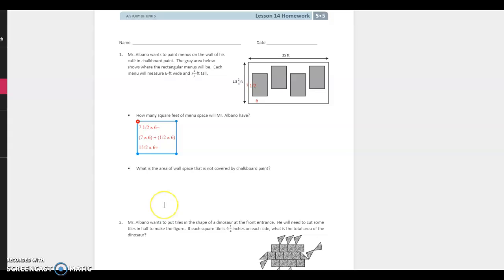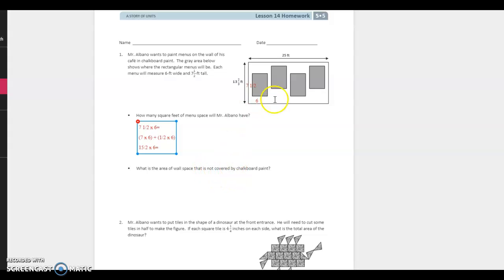Okay, so then the next step is for B, what is the area of wall space that is not covered by chalkboard paint? Well, they give us the measurement, guys, which is really nice. See up here back at the top, it says 25 feet by 13 2/3 feet. This is the whole wall space that is going to be taking up the space for the menus. It's asking what is the area of wall space that is not covered by chalkboard paint?